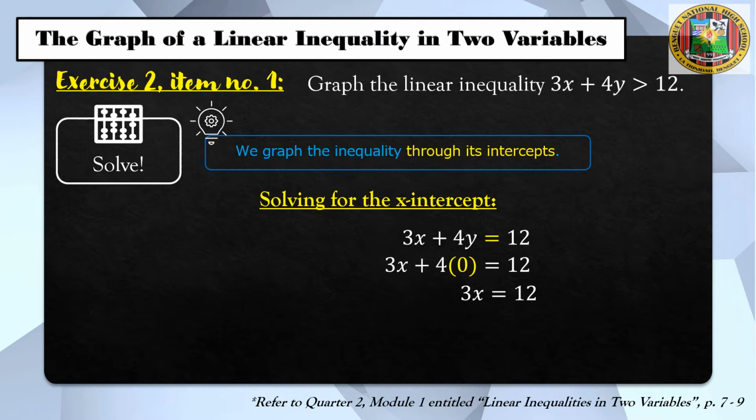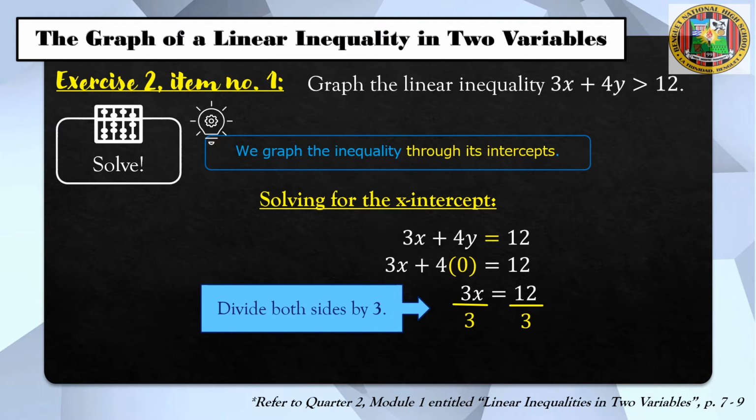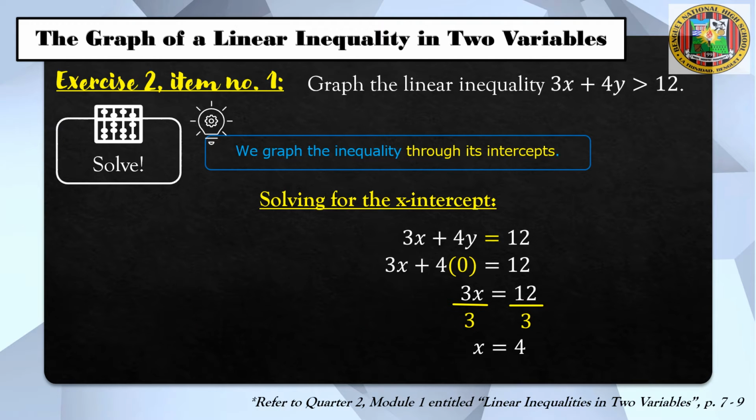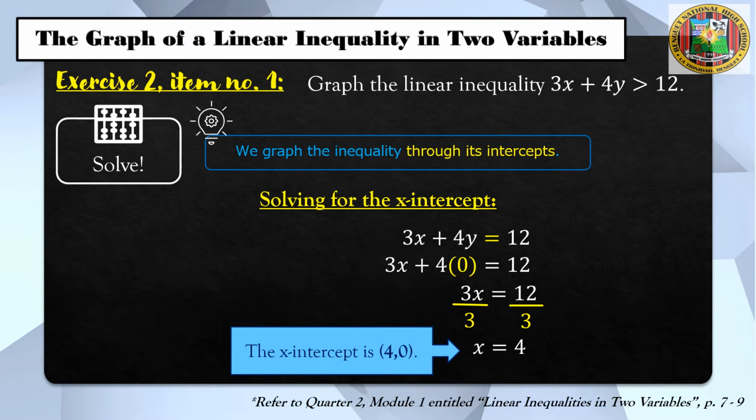To solve for x, we divide both sides by 3. Doing that will result in x = 4. This means that the x-intercept is at (4, 0).